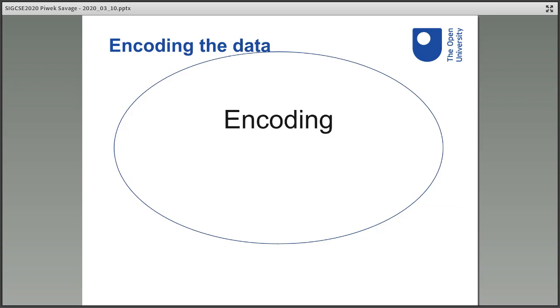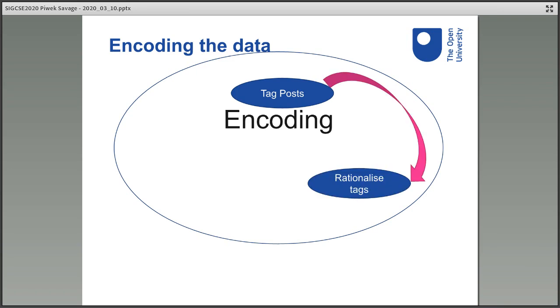Here we'll look at the encoding process. We adopted descriptive coding achieved through an iterative process. We started by tagging posts with a topic type. They were also annotated with an emotion and a turn type, and we may return to analyse these at a later date. The next step was to rationalise the topic types and also to check them.